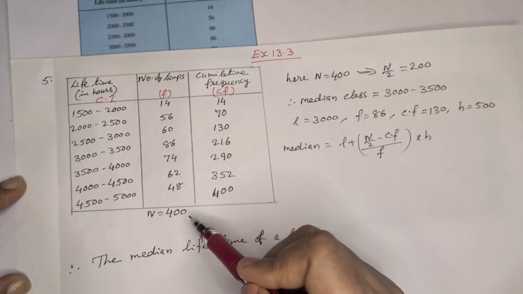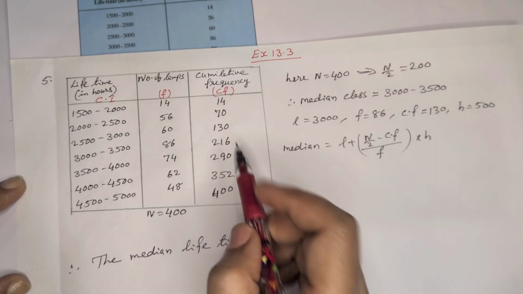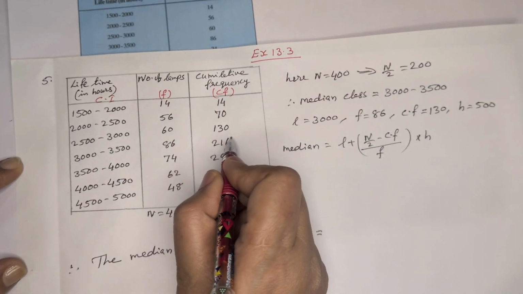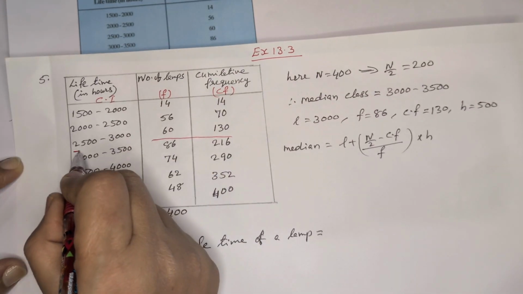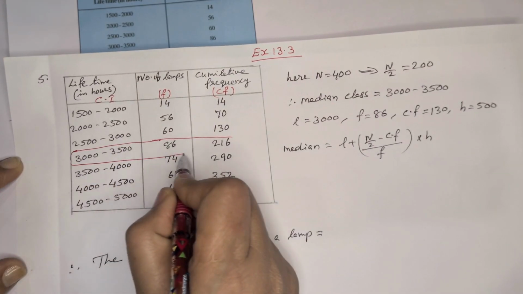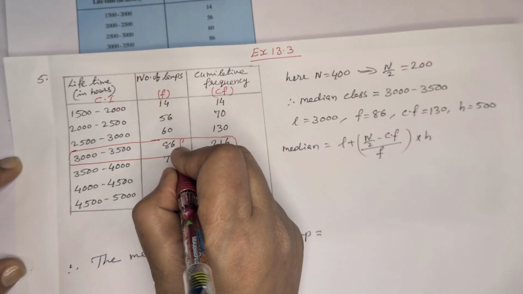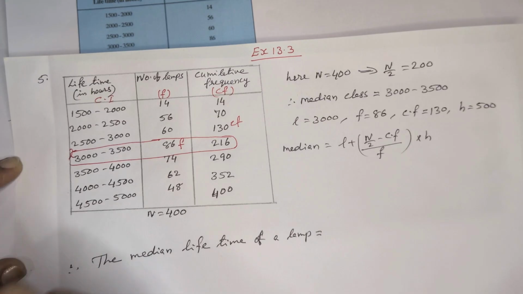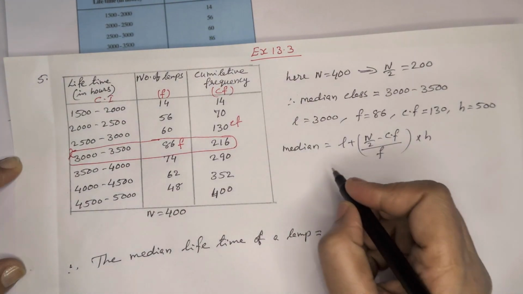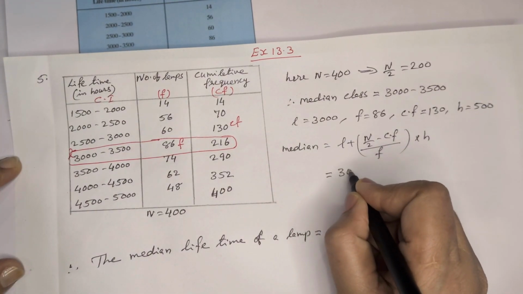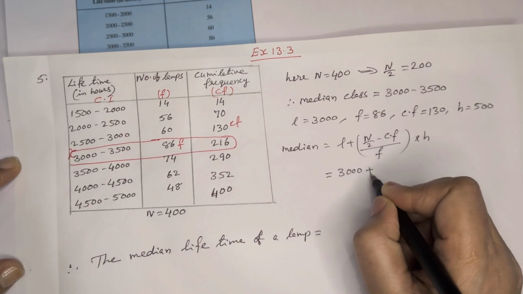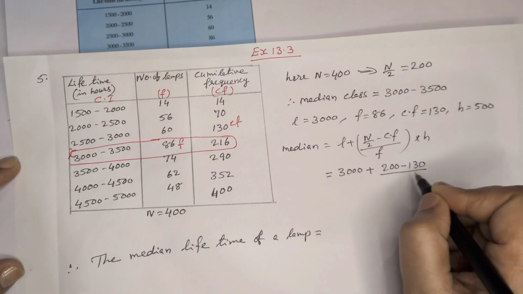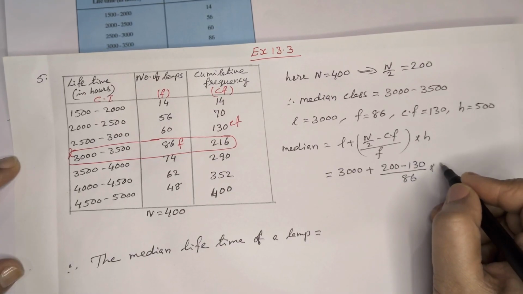Now total n is equal to 400, n by 2 is 200, then we look at 200 or the number above that. That means 216 in the cumulative frequency. We have to take that as the median class. This is F, the cumulative frequency, and L. So we can put the values here. L is equal to 3000, n by 2 is 200, cumulative frequency is 130, F is 86, h is 500.